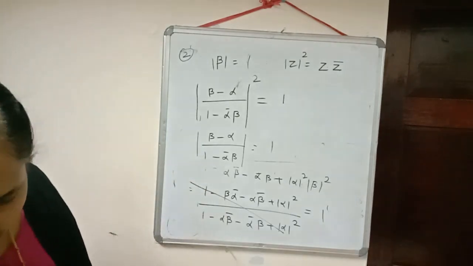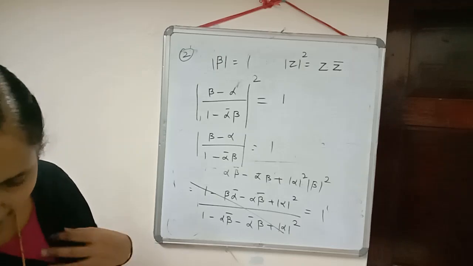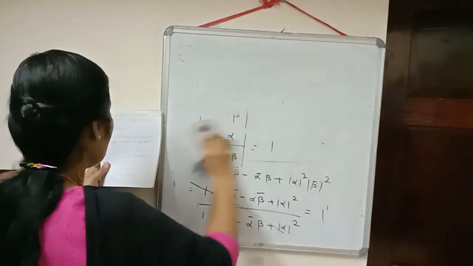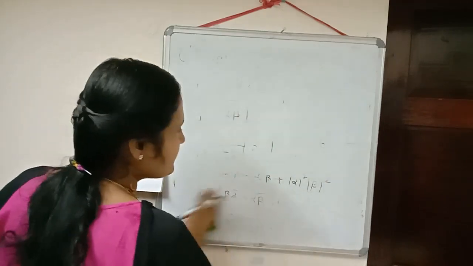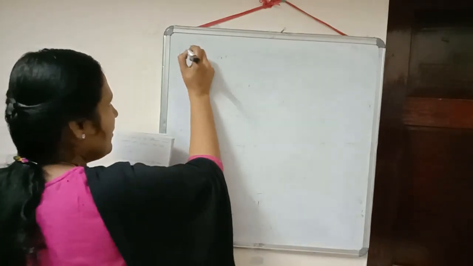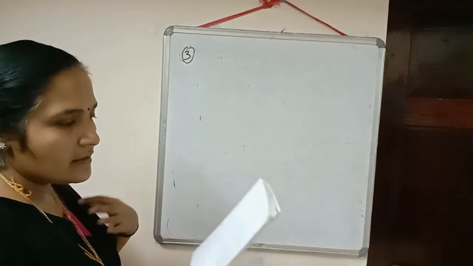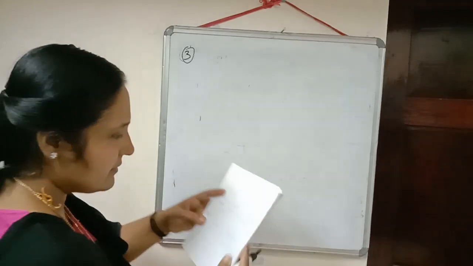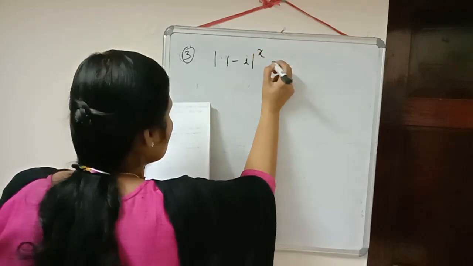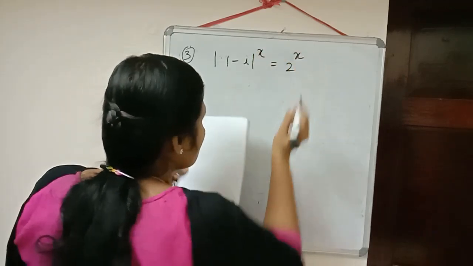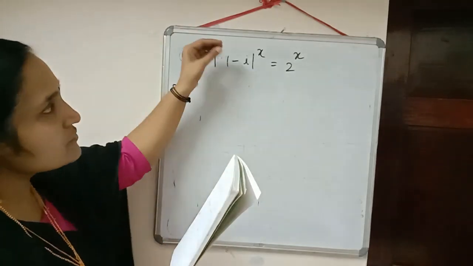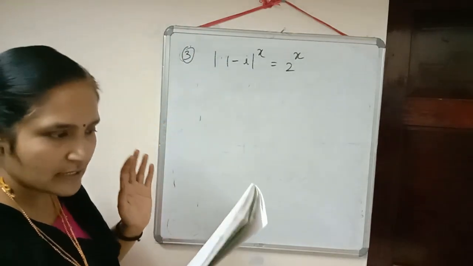Okay. Now all of you write down the next question. Find the number of non-zero integral solutions of the equation mod 1 minus i whole raised to x is equal to 2 raised to x. How many solutions are possible? How many values of x are possible? That we have to check.